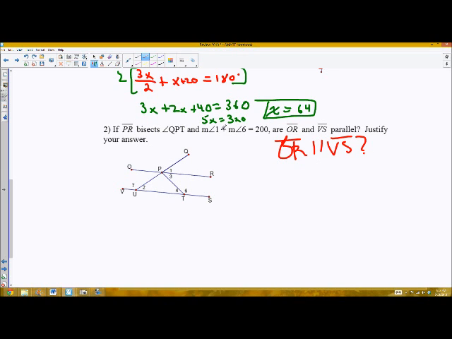Well, I'm going to label this information. PR, which is this segment, bisects QPT, which means that by the definition of angle bisector, these two segments are congruent to each other. And I know that angle 1 plus angle 6 equals 200. So angle 1 plus angle 6 here equals 200. I'm going to tell you that no, these lines are not parallel, but I would like you to come up with the justification as to why, and we will go over that in class tomorrow.